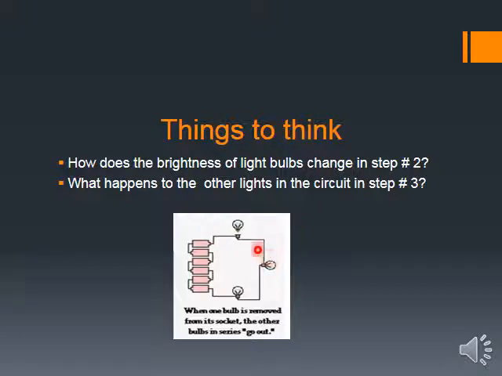If one bulb is burned out, then all of the other light bulbs will not light up. Why? The current is interrupted. The electric current is interrupted here.